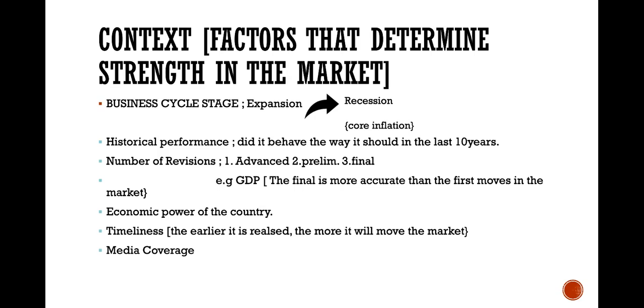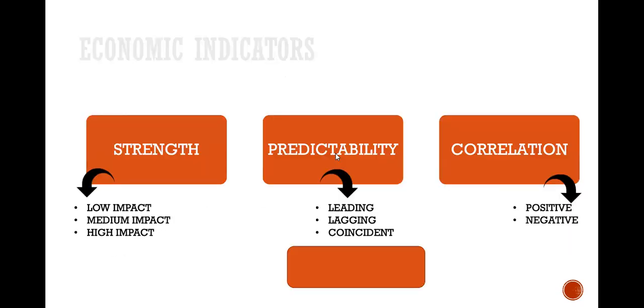Okay, so timeliness. The earlier the news is released, the more it will move the market. Then the media coverage. We already have the schedule of the news in the different economic calendars, so we definitely know when it is being released. When the media is talking about it a lot, it causes a lot of volatility. When they don't stop talking about it and keep talking about it, it causes different volatility in the market.